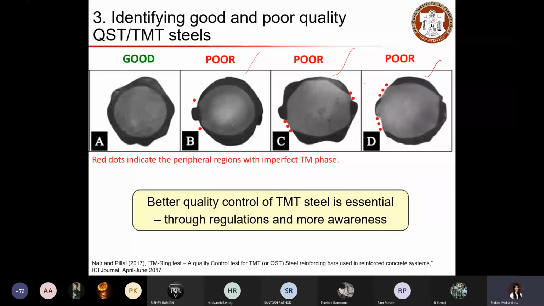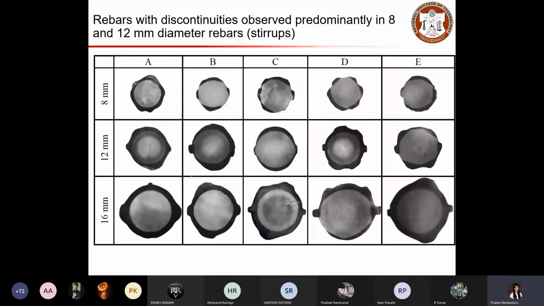So in that case, you will not meet the requirement for the applications. So it is very important to choose rebars which have a good outer ring formed with a concentric inner ferrite-pearlite phase. These are other examples where you can see the deformations or discontinuities in the outer ring part, and this basically represents rebars from different manufacturers.